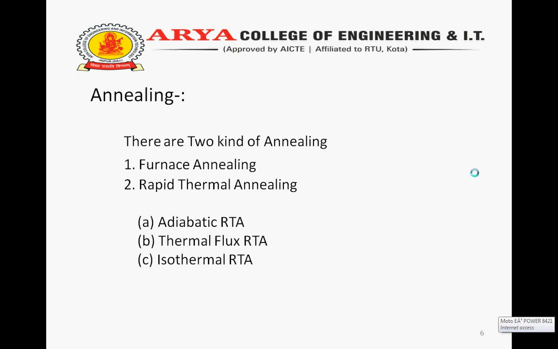Second is thermal flux RTA. Thermal flux RTA occurs on a time scale between 10 to the power minus 7 and 1 second, where heating from one side of the wafer with a laser, electron beam or flash lamp gives a temperature gradient across the wafer thickness. Third is isothermal RTA. Isothermal RTA covers heating processes longer than 1 second, including furnace steps. This technique uses tungsten halogen lamps or graphite resistive heaters to heat the wafer from one or both sides. The schematic diagram of isothermal RTA is shown in the figure.